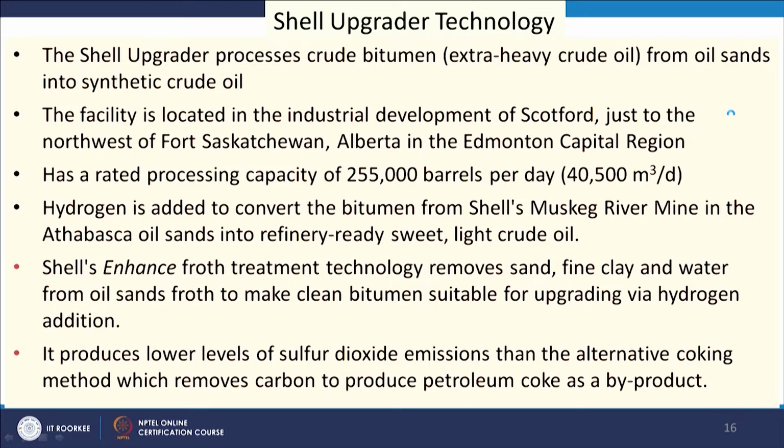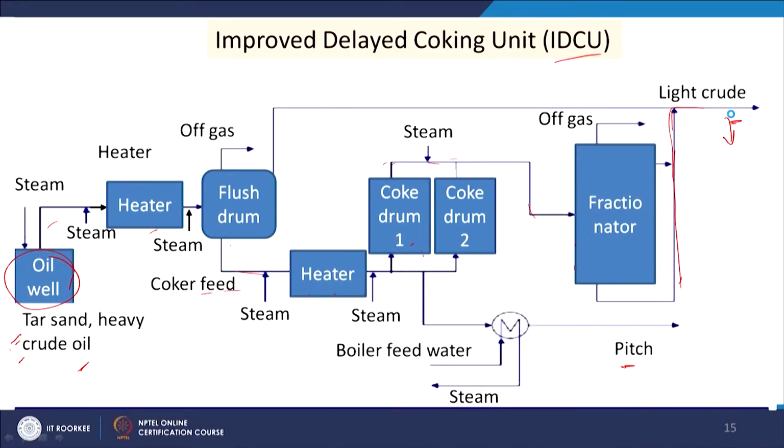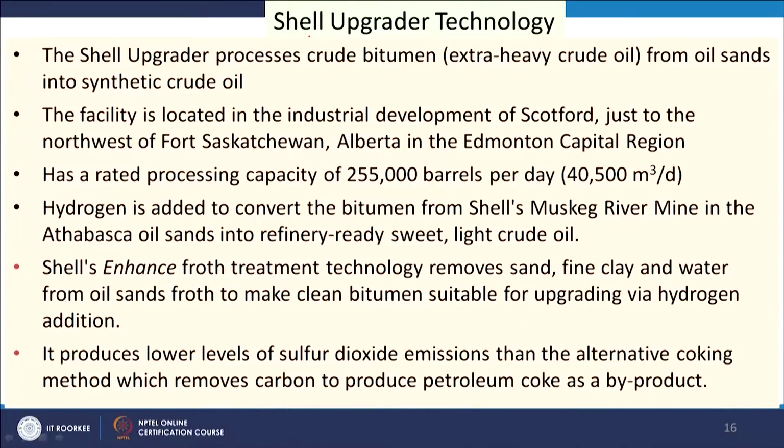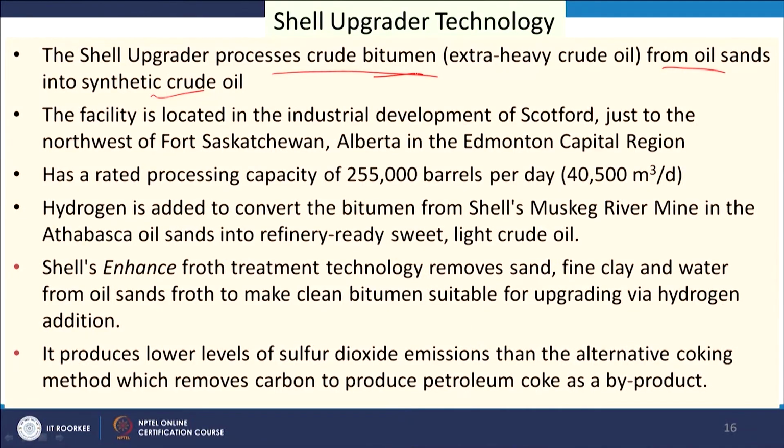Next, Shell upgrader technology. This technology is developed by Shell. We will discuss this one. Before that, you see the IDCU, and the previous one also, is a carbon rejection method, an application of thermal method, where no hydrogen is added. But here, this Shell upgrader technology processes crude bitumen from oil sands into synthetic crude oil. So, it also produces synthetic crude oil from the bitumen and extra heavy crude oil.